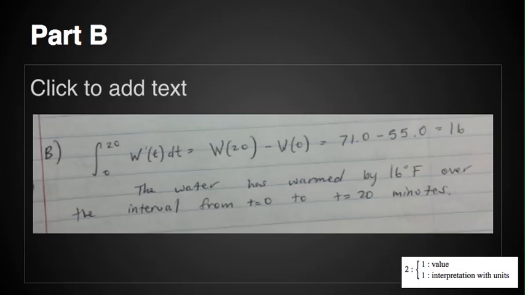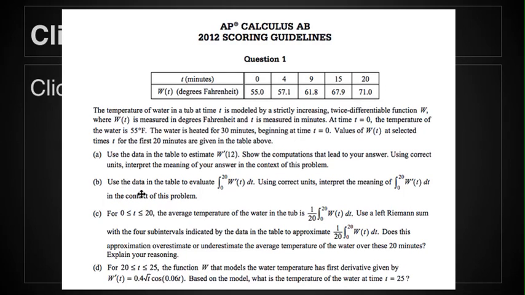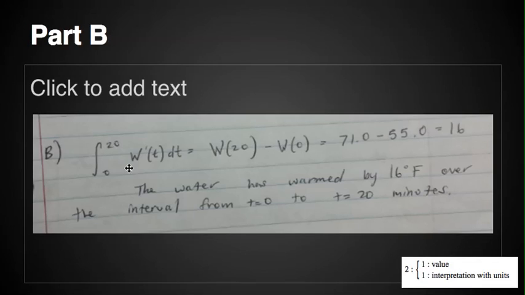Alright, part B. Use the data on the table to evaluate the integral from 0 to 20 of W prime of t dt, using correct units. Interpret the meaning of the integral in the context of this problem. Okay, so it's asking us to find the integral from t equals 0 to t equals 20.